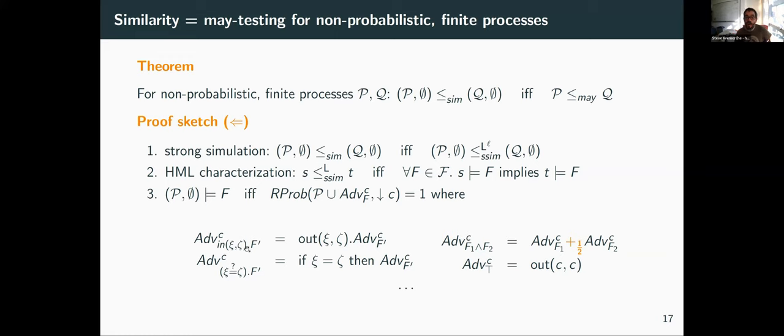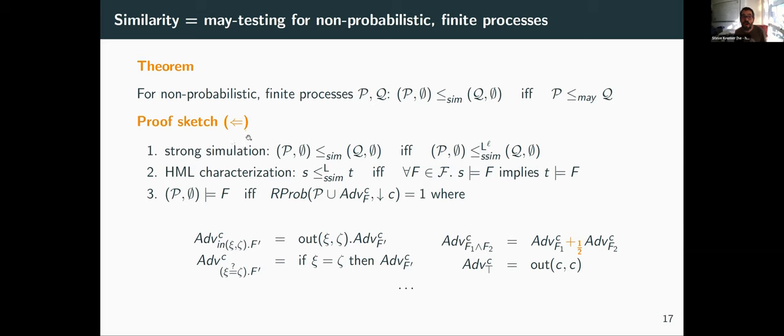If the label in my formula F is an input, then the adversary will just provide the corresponding output. If it is a test, then my adversary will do a conditional. If it is true, then my adversary will output on C. And where the probability is necessary for my adversary is for conjunction. The idea is, if I'm saying that F1 and F2 should hold, I'm just taking a probabilistic choice here. What I observe is that I will output on C with probability one only if, in both branches F1 and F2, I will output on C.